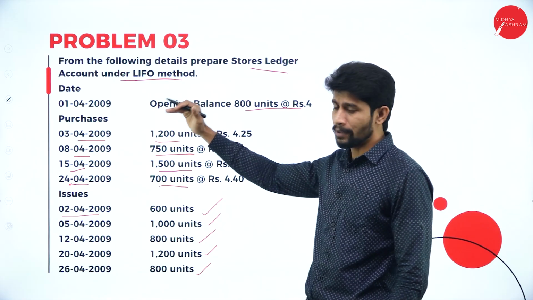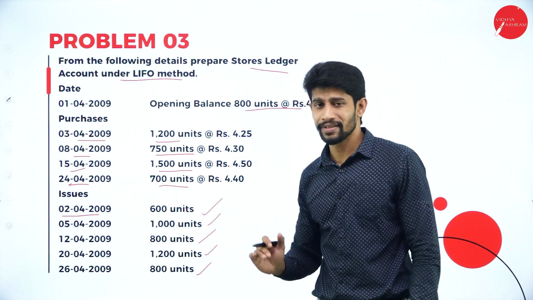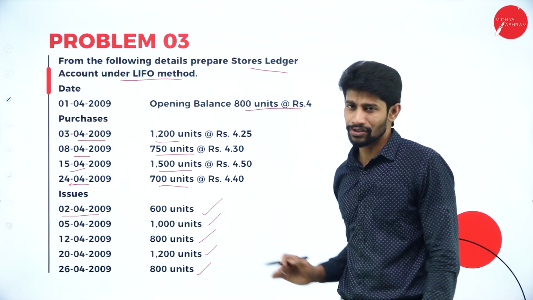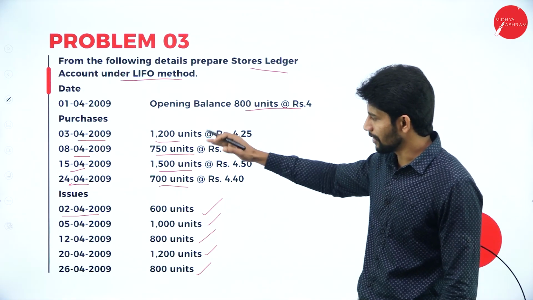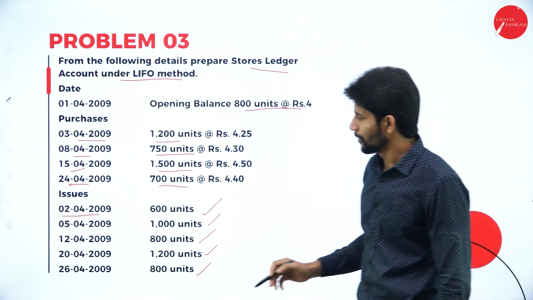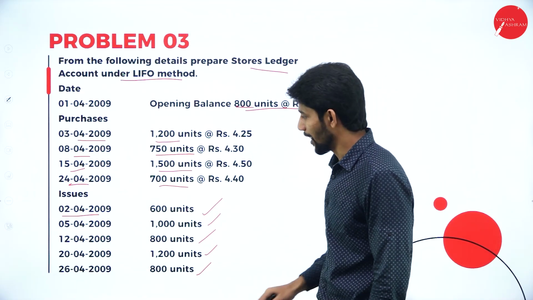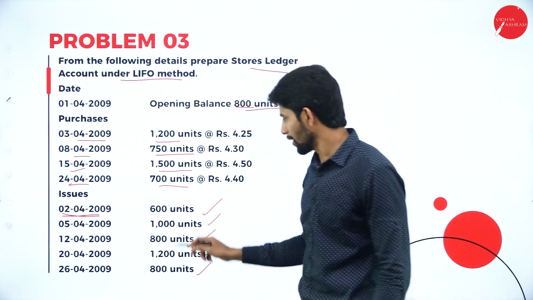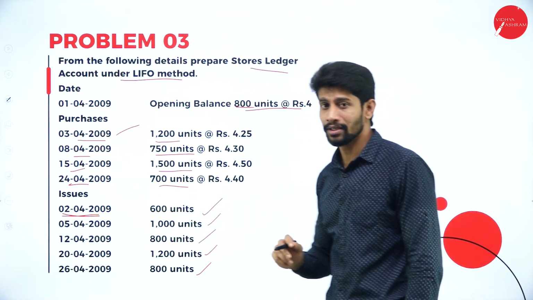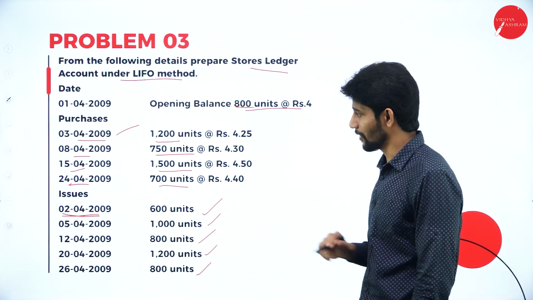So here the purchase and issue is given separately. In this problem, purchase and issue is given separately. So first you have to look into the date. According to the dates you are supposed to solve. You can't solve purchase separately, issue separately. As per the dates you are supposed to solve. For example, on 1st April we have the opening stock like 800 units. After that, on 2nd April they sold 600 units. Then the purchase will come, that is on 3rd April. So like that you are supposed to solve the problem according to the dates, according to the transaction.